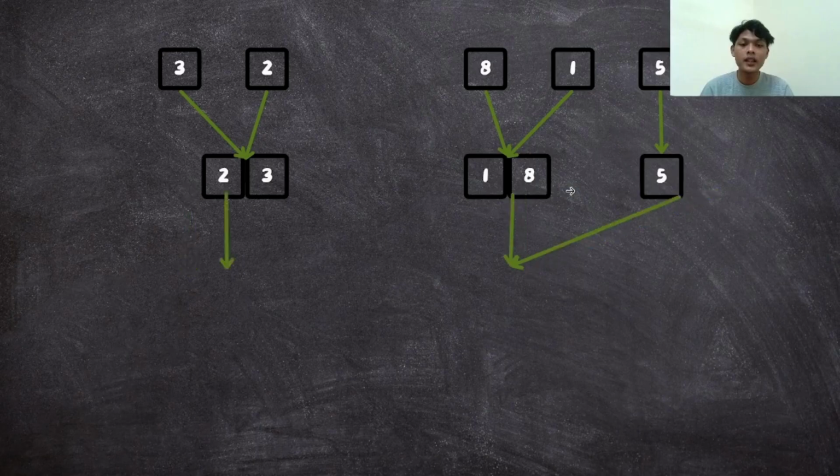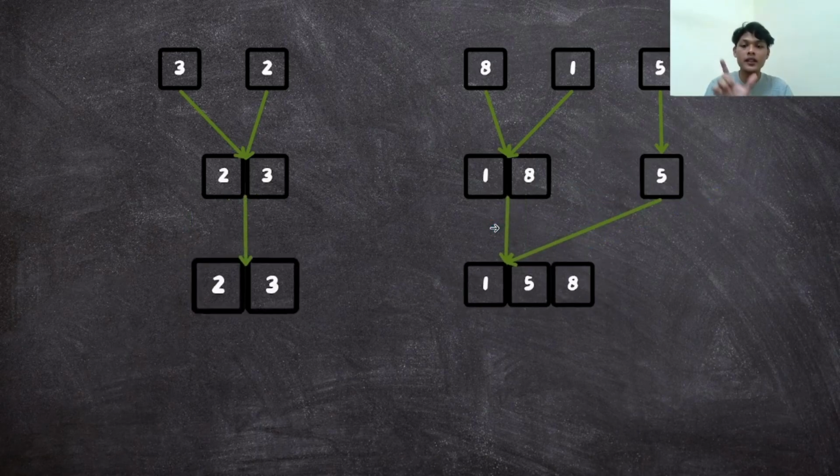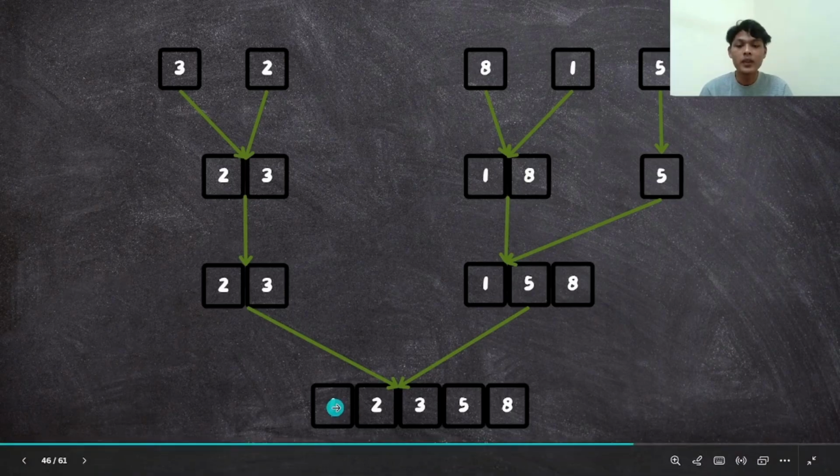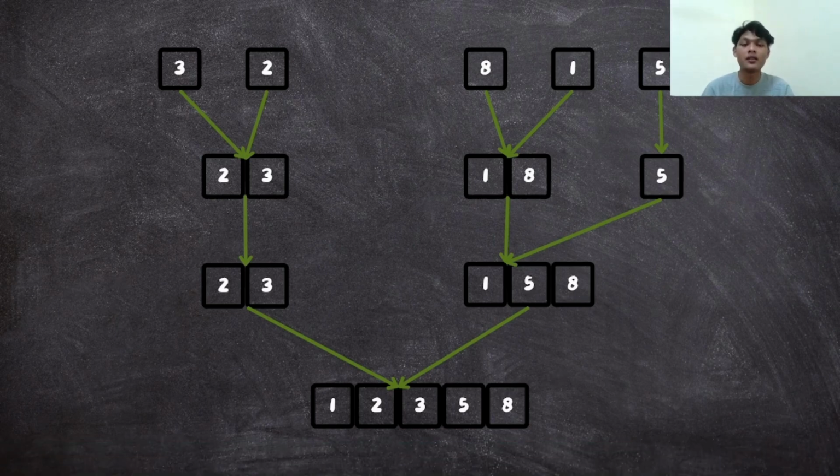So we need to do it again until we get the original array. So 2 and 3 are already sorted, so nothing changes. However, here, while merging, 1, 5, and 8 are sorted, where 5 was smaller than 8 and it came before it. So here, we sorted totally, where 1, 2, 3, 5, and 8 were sorted according to their number. This is where the conquer and merge happen. So this is merge sort. So now you are done.